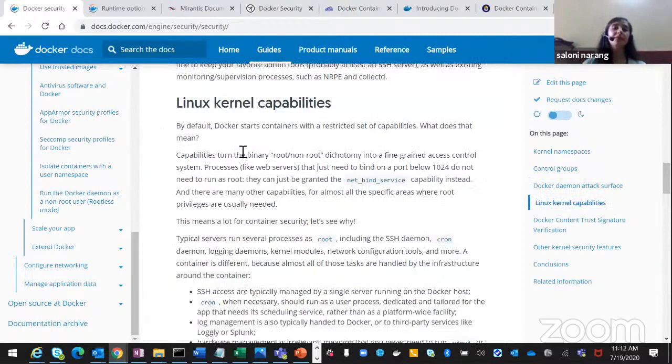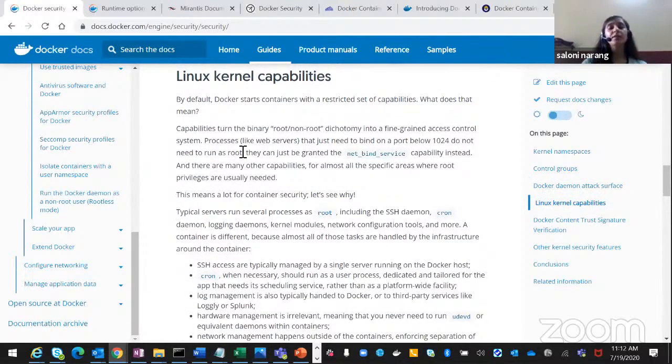It will be really helpful. So coming to the last default, that is Linux kernel capabilities. By default, Docker starts containers with a restricted set of capabilities, as I mentioned earlier. But what does that mean? Capabilities turn the binary, that is root, non-root dichotomy, into a fine-grained access control system.